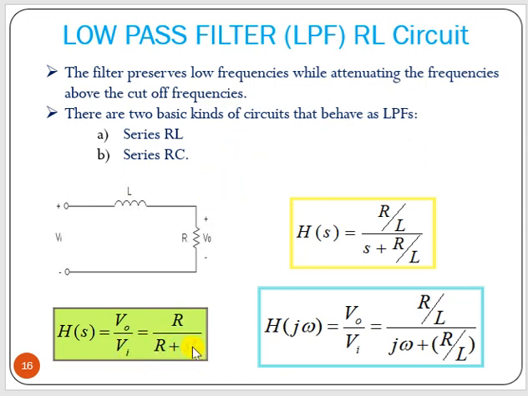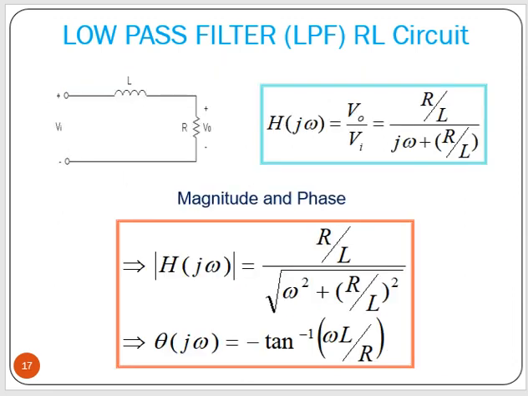Now we have to make the coefficient of the highest power of S equal to unity. So for that we have to divide numerator and denominator by L. Then we will get R by L divided by S plus R by L. Now we can put S equal to j omega, so we will have j omega here. Now this R by L is called the cutoff frequency.